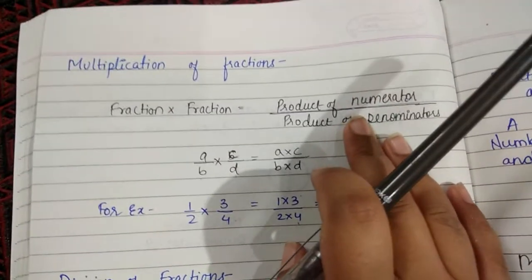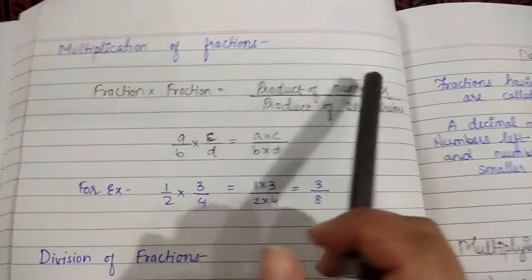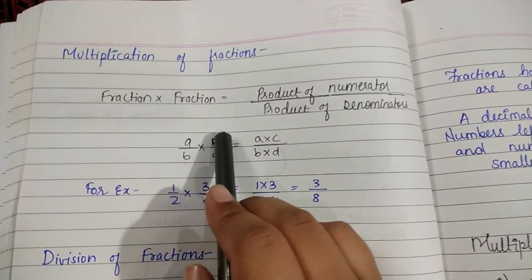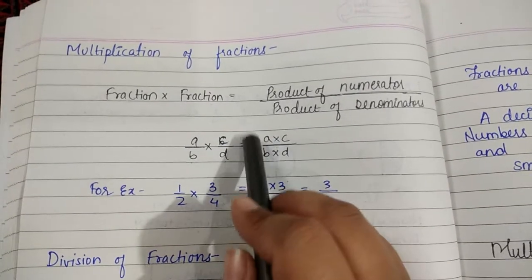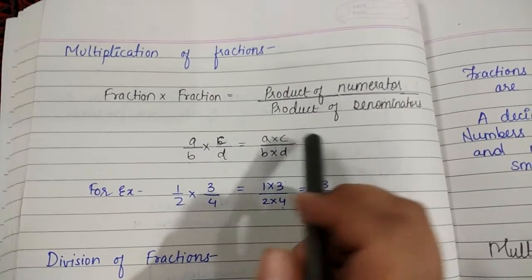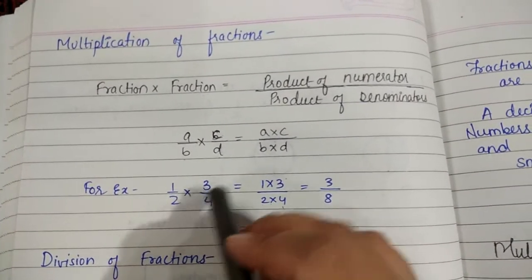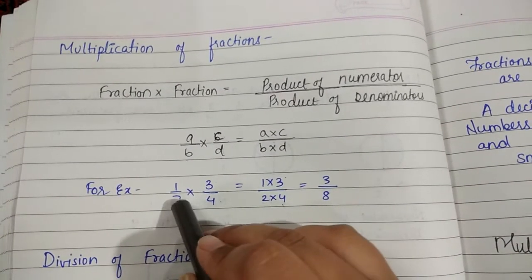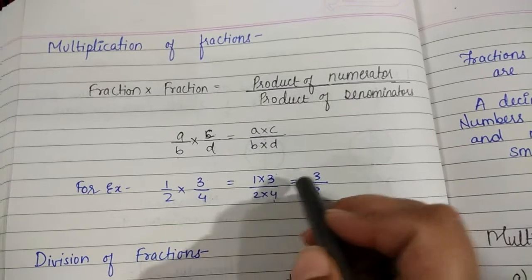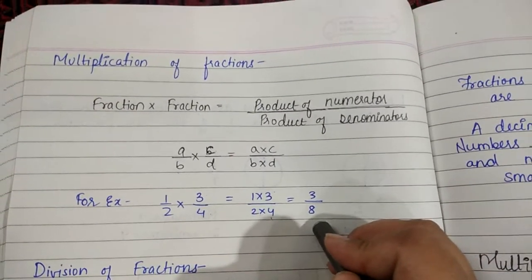Now let us understand how to multiply fractions. When we want to multiply a fraction by another fraction, what I need to do is multiply the numerators and then multiply the denominators, and then we get the result. For example, if I have to multiply 1 by 2 into 3 by 4, I need to multiply the numerators 1 into 3 and multiply the denominators 2 into 4, and therefore we get the result of 1 by 2 into 3 by 4 as 3 by 8, right?